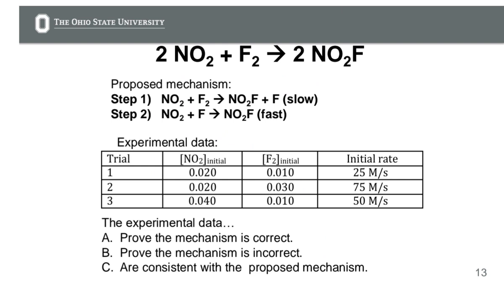So if we look at another example, here we have 2NO2 plus F2 forming 2NO2F, excuse me. And there's a proposed mechanism for this. So this is the overall chemical equation. Here's the proposed mechanism. In step 1, we have NO2 plus F2 forming NO2F plus F, and there's a slow step there. And then step 2 occurs much more quickly. We have NO2 plus F forms NO2F.